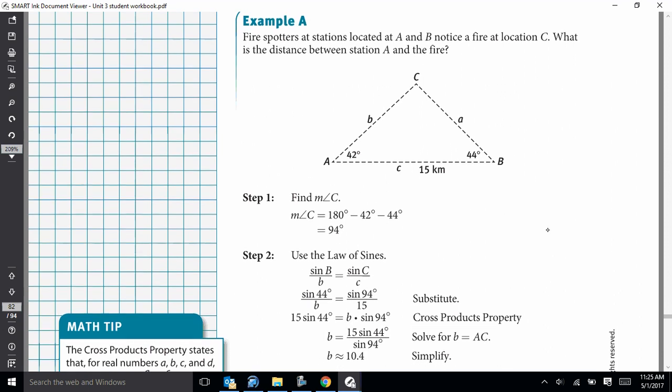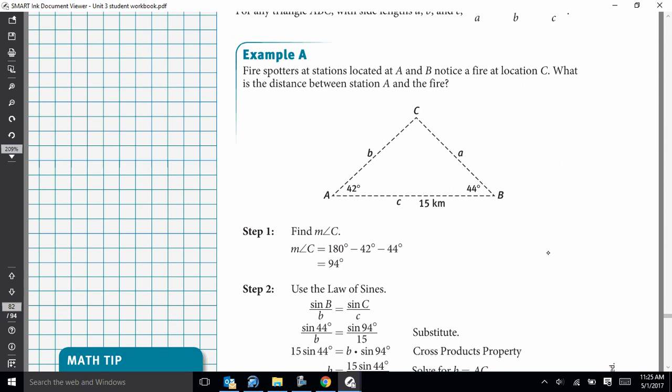All right, so let's look at example A. So fire spotters at stations located at A and B notice a fire at location C. What is the distance between angle A and the fire? So the fire is at C. So we'll draw our little fire there. So there's my fire.